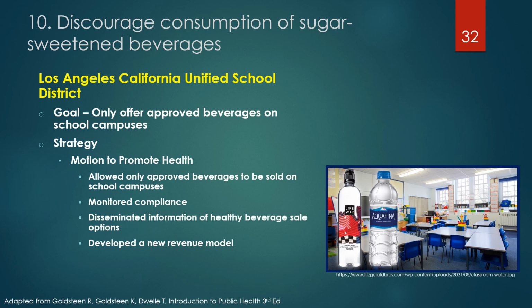10. Discourage consumption of sugar-sweetened beverages. In 2002, the Los Angeles Unified School District adopted a motion to promote health, which banned soft drink sales on school campuses, allowing only approved beverages to be sold in vending machines, cafeterias, and student stores. It also monitored compliance, disseminated information on healthy beverage sale options, and developed a new revenue model to make up for an anticipated net loss of monies related to the ban on soft drinks.